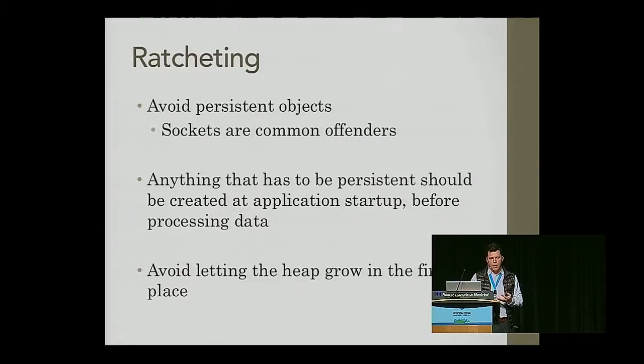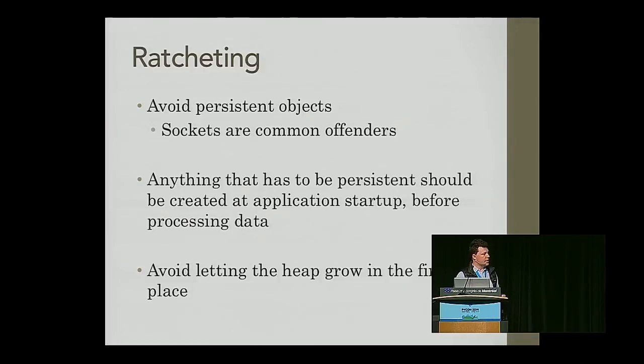Everything should have a lifetime. Caches are another good example here. Everything in a cache should have a finite lifetime. You should always try to clear out anything cached. Anything that has to be persistent should be created when the application starts up, so as soon as possible before you start processing any data. By doing that, you'll get pretty much all of your objects fairly compactly down near the bottom of the heap, and so you don't get this issue where you have long-lived objects near the top. And obviously, avoid letting the heap grow in the first place. Again, less memory means less fragmented memory, means less ratcheted memory.